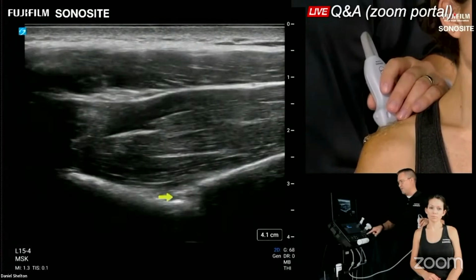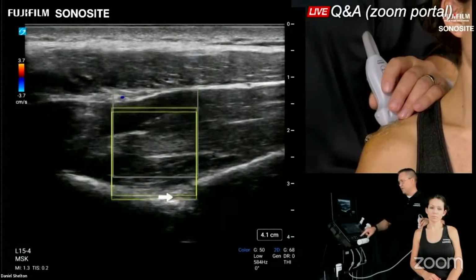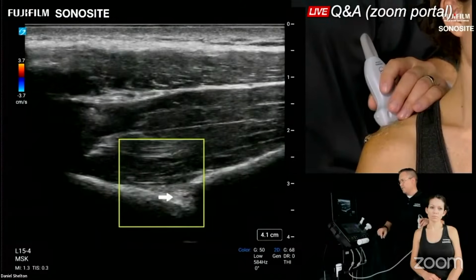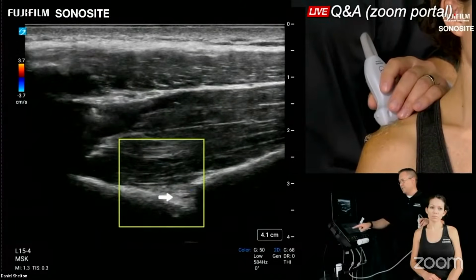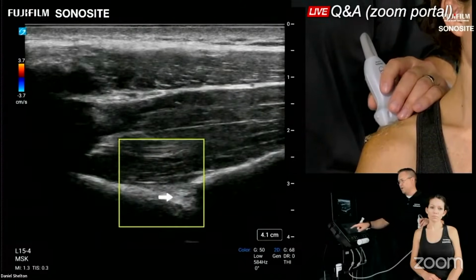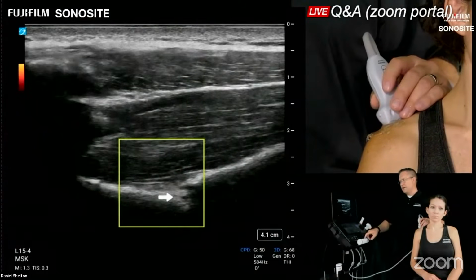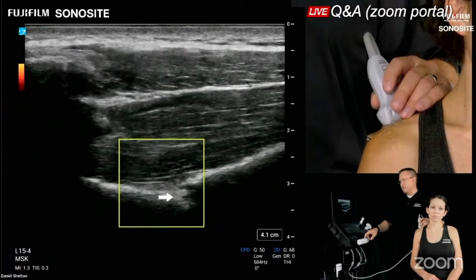I'm going to hit the C button on the PX here, and I'm going to drop our color ROI right there. I have the directional color on by default. I'm going to switch that to color power Doppler with just a button press there. It should be very dialed in for musculoskeletal blood flow. You shouldn't have to do a lot.